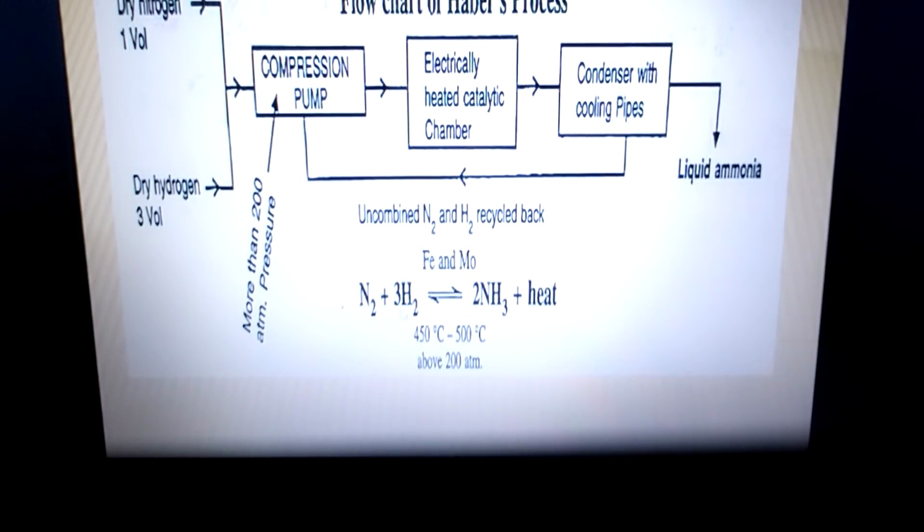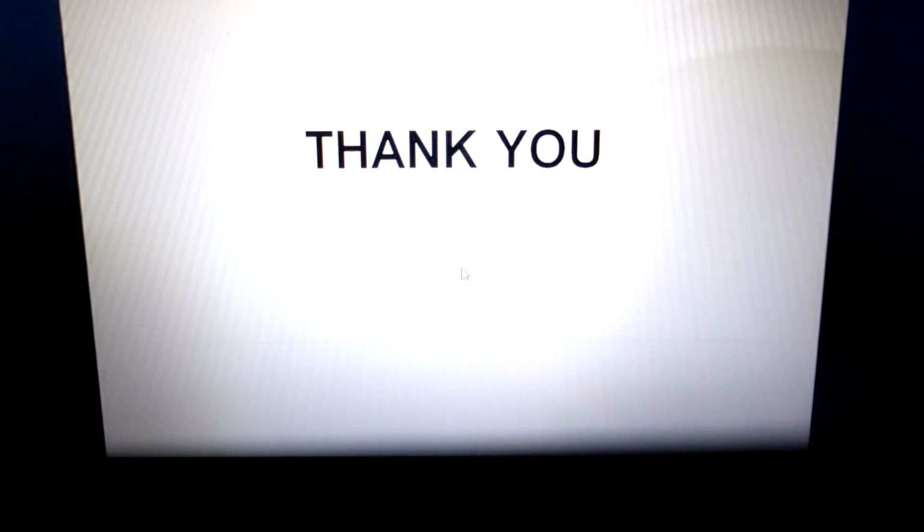So here you can see the equation: N2 plus 3H2, reversible, 2NH3. This is the temperature requirement, pressure above 200 atmosphere, and the catalyst is finely divided iron, and the promoter is molybdenum. So we finished with the Haber's process. In the next video, we'll be continuing with the chapter on ammonia. Thank you.